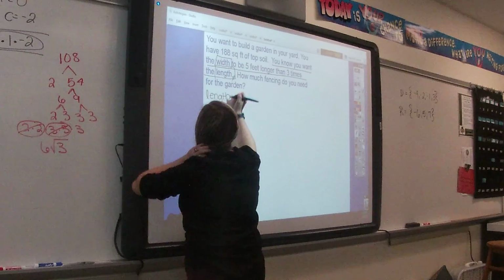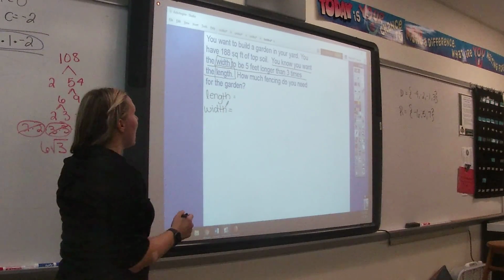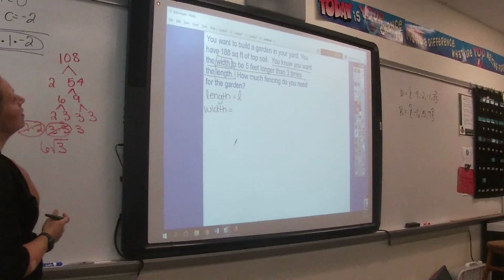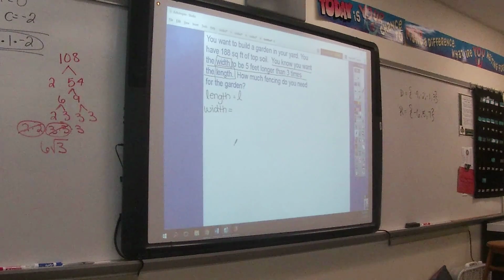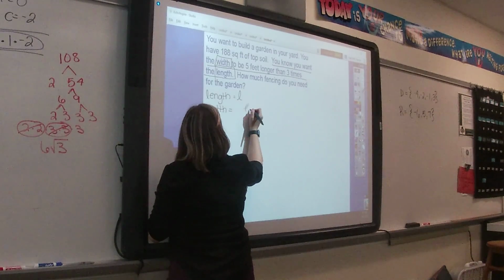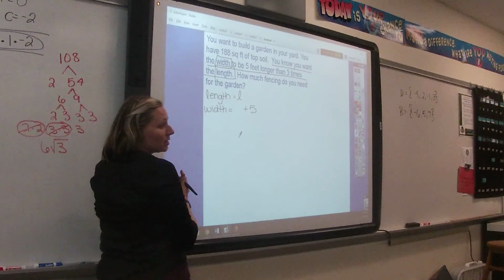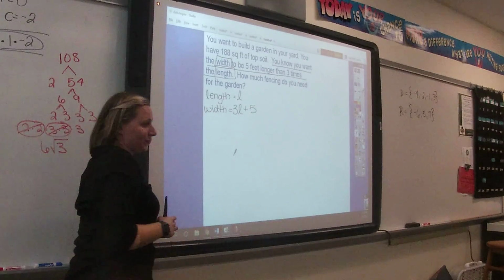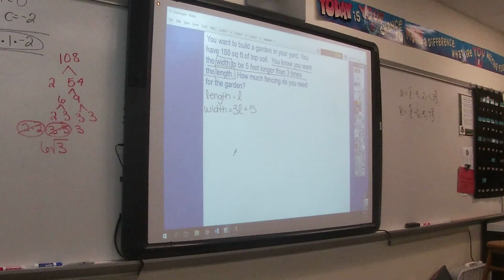Which one are we defining first? We'll let the length be L. Let's make the width W. Our width is going to be 5 feet longer, so what are we going to do for 5 feet longer? Plus 5. Three times the length is going to be 3L. Are we okay there?